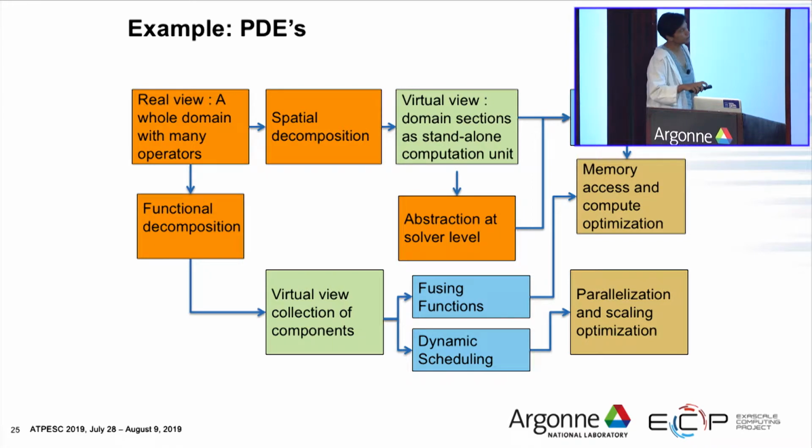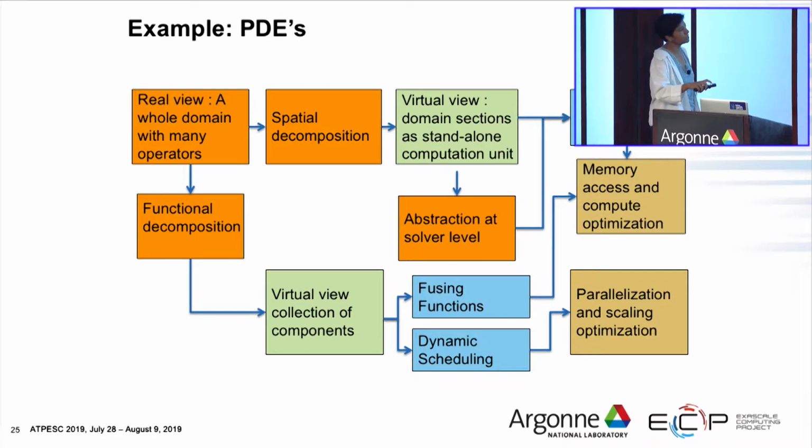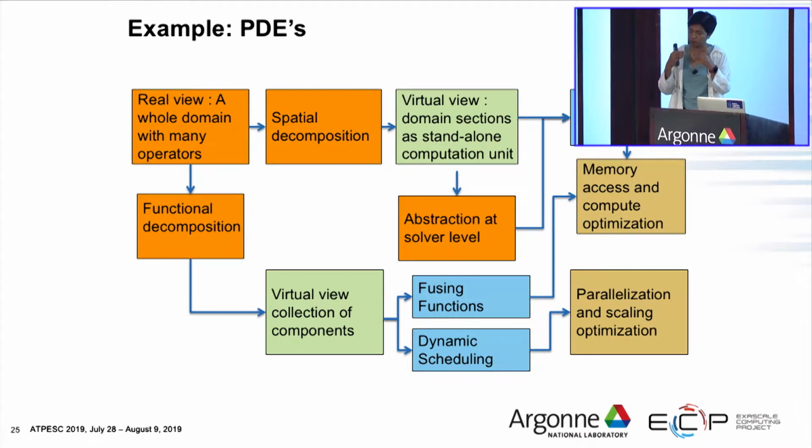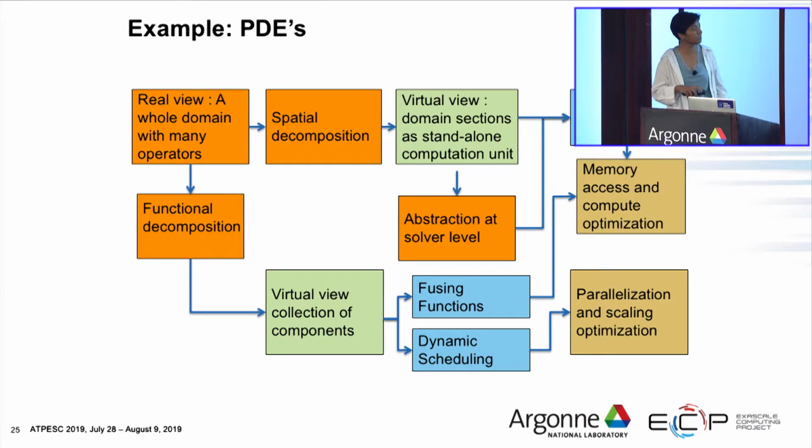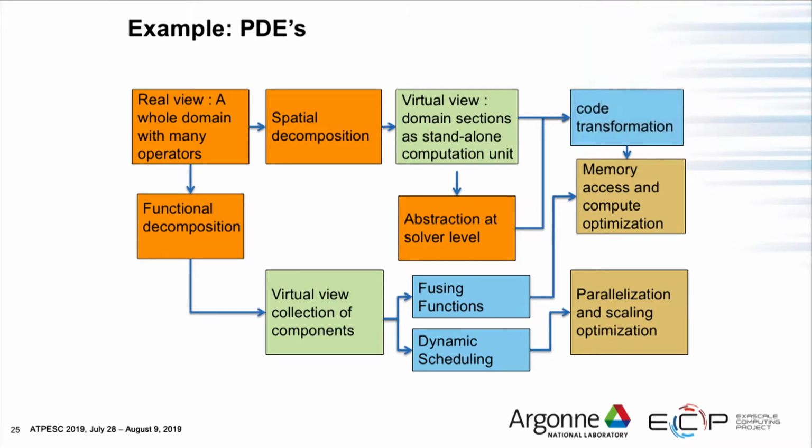And then the collection of components is now broken up into much smaller components, again, so that there is greater flexibility in scheduling it, so that there are tools that can either do fusing of functions, that can determine whether fusing of a function is a useful optimization or not, and then can do the dynamic scheduling, and that is partially doing the parallelization and scaling optimization, and partially doing the memory access and compute optimization.